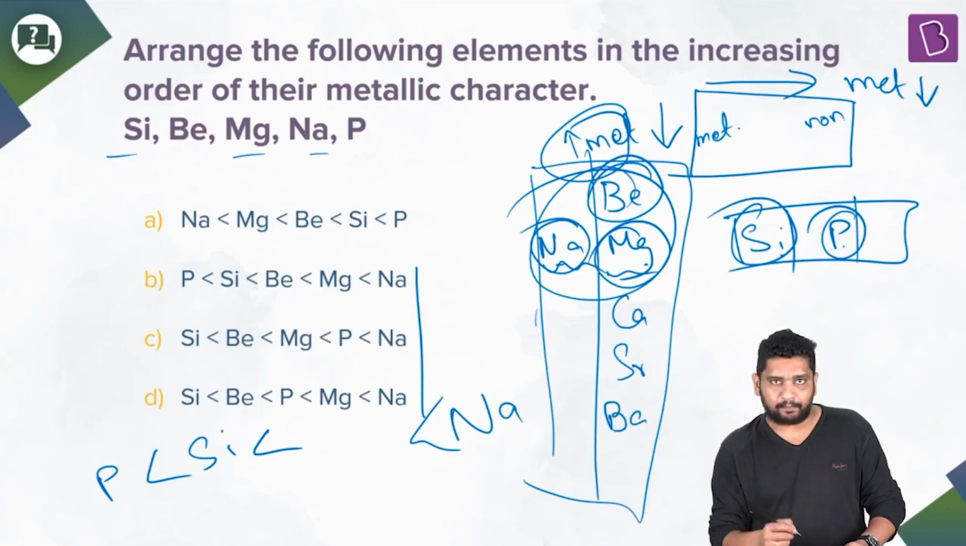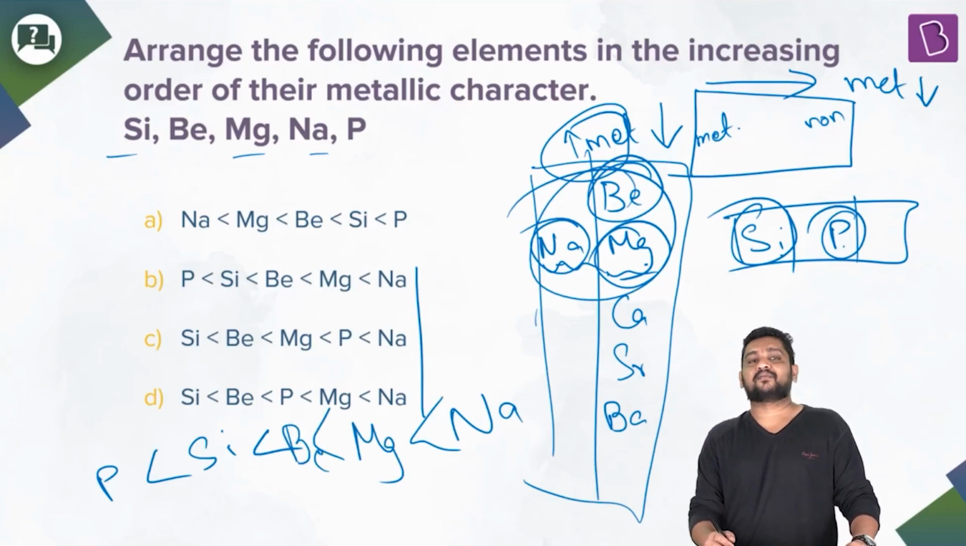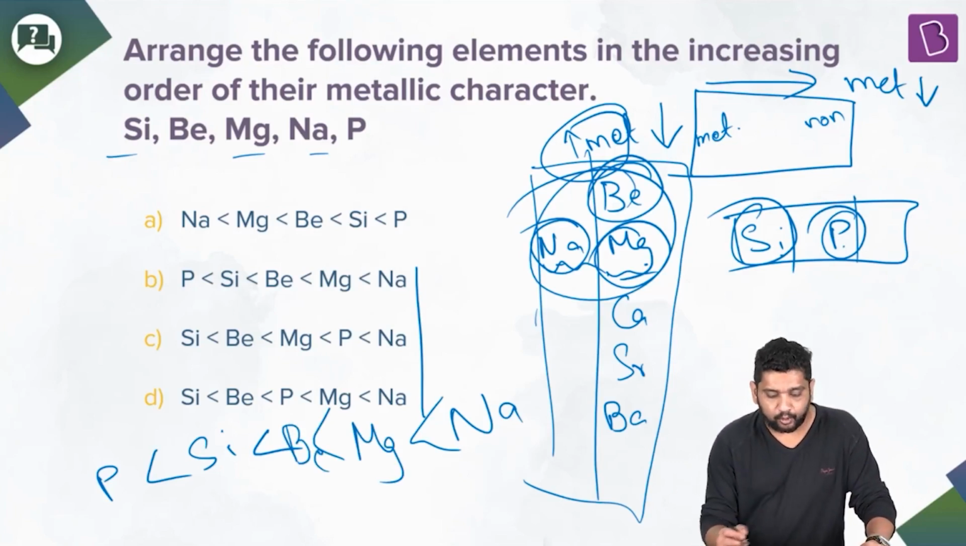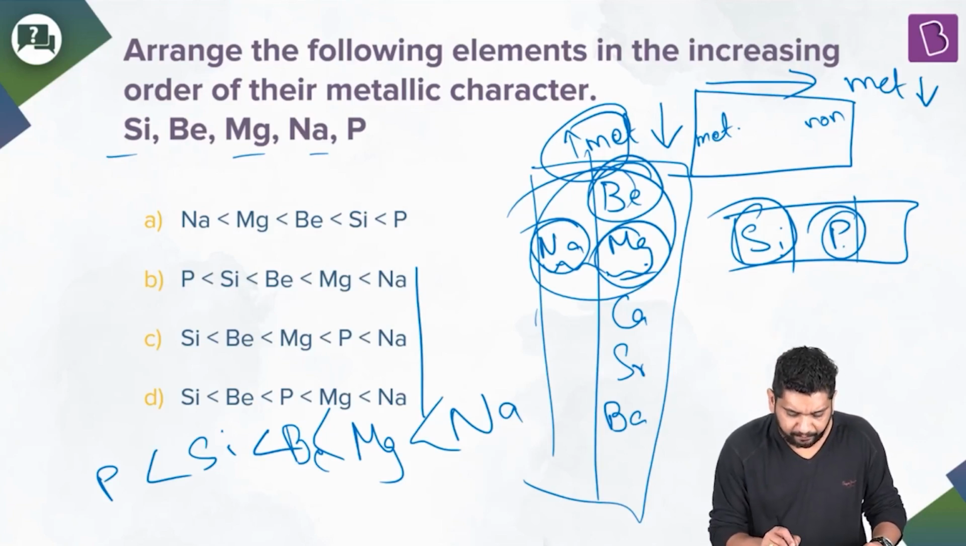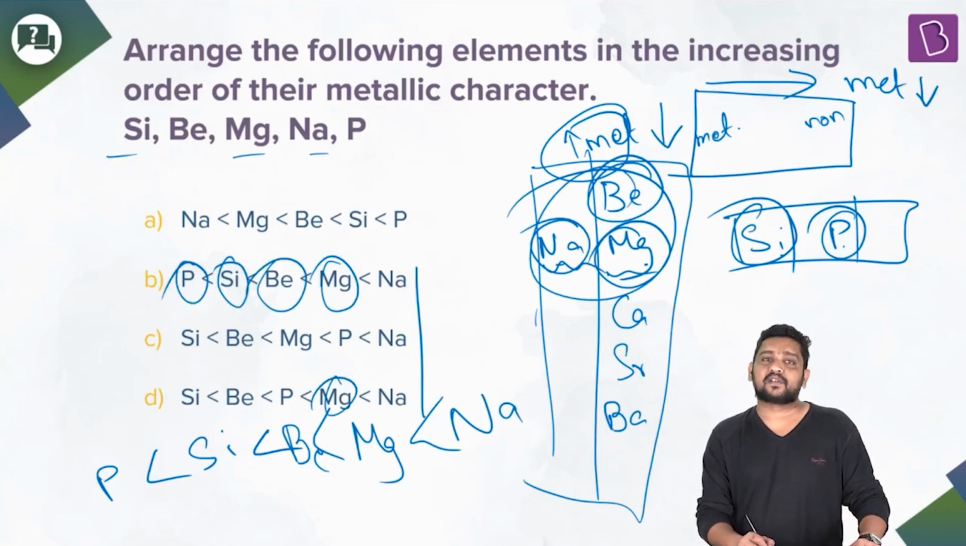So between magnesium and beryllium, magnesium is more metallic, and then you have beryllium, and then you will be having your silicon and phosphorus, of course, which are from p block and are non-metals, right? So looking at the options, where do I see sodium is there in 3 of them? Then I am expecting magnesium, which is there here and here. Then I'm expecting beryllium, which is there here. Then silicon and phosphorus. This is exactly what I was looking for.